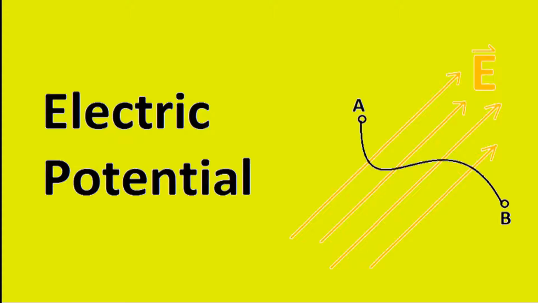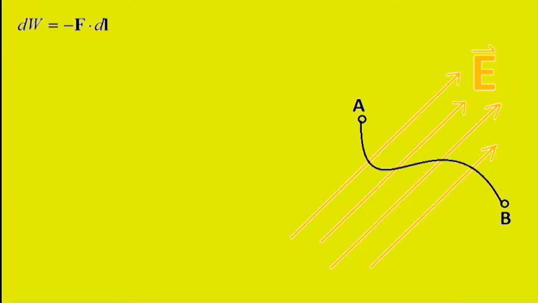In this video, we're going to talk about electric potential. So imagine we have a point charge and we're going to move it from point A to point B in an electric field. This will require work to do. The differential amount of work is negative F dot dl. The negative sign indicates that the work is being done by an external agent.